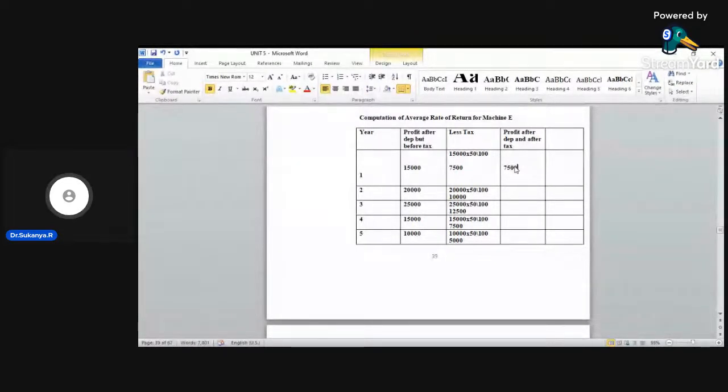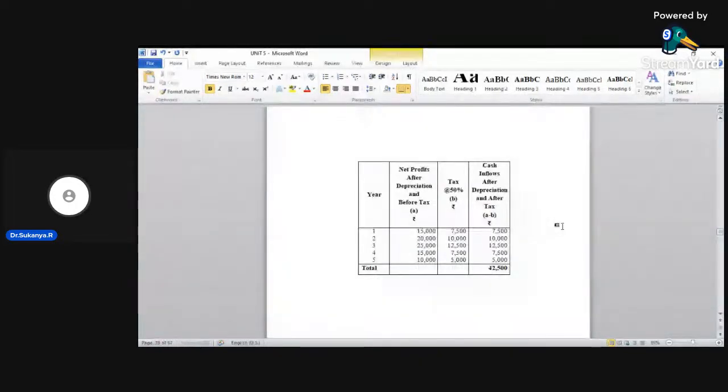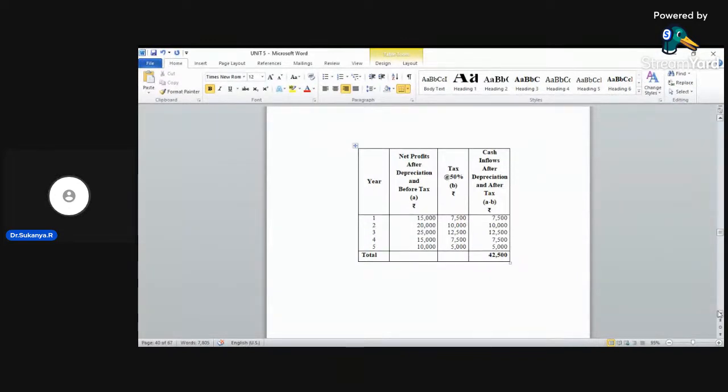Okay. Next year, 20,000 minus 10,000, it will be 10,000. Next year, 25,000 minus 12,500 will be 12,500. Next, it will be 15,000 minus 7,500, 7,500. Last column, 10,000 minus 5,000, it is 5,000. So if you can see here, the same answer. So you have 7,500, 10,000, 12,500, 7,500, and 5,000. It comes to 42,500.